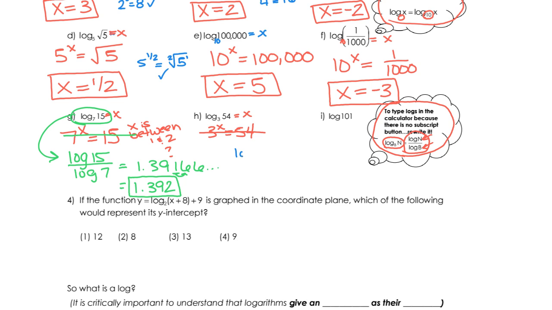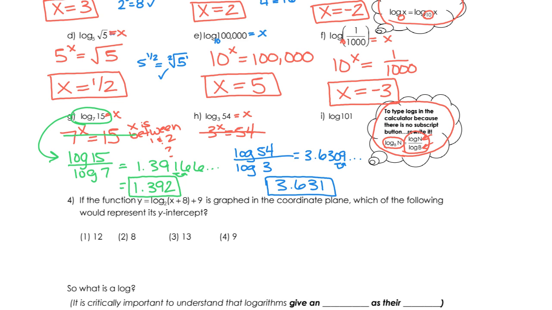So we're going to do log over log. 54 is the number. It goes on top. 3 is the base. It goes on the bottom. We type it right into our calculator, and we get 3.6309... Okay, and nearest thousandth would be 3.631. And there's that number that's between 3 and 4 that we were saying we were going to get.